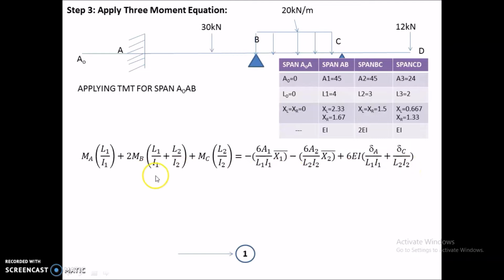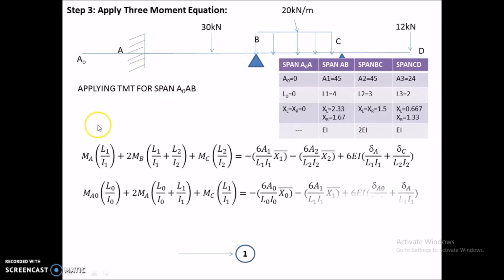So now considering span A0, A and B, our 3 moment equation will be MA0 L0 by I0 plus 2MA into L0 by I0 plus L1 by I1 plus MB, sorry, here it is MB, L1 by I1, which is equal to 6A0 x0 bar by L0 I0 minus 6A1 x1 bar by L1 I1 plus 6EI delta A0 by L0 I0 plus delta A by L0 L1 I1.